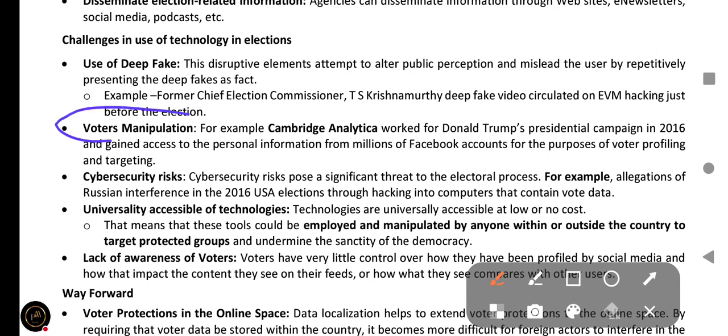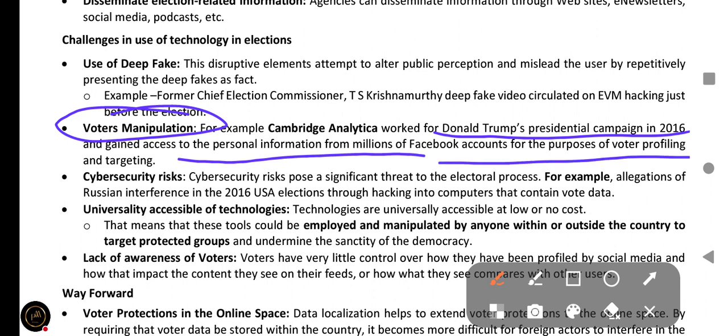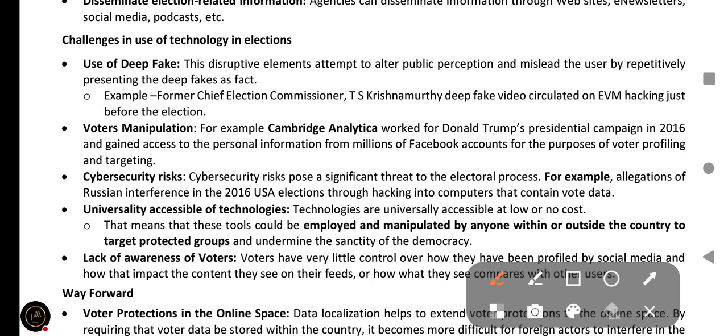And the next challenge is voter manipulation. For example, Cambridge Analytica worked for Donald Trump's presidential campaign in 2016 and gained access to the personal information of millions of Facebook accounts for the purposes of voter profiling and targeting. And it was said that Russia was intervening through cyber attacks during the presidential election in 2016.